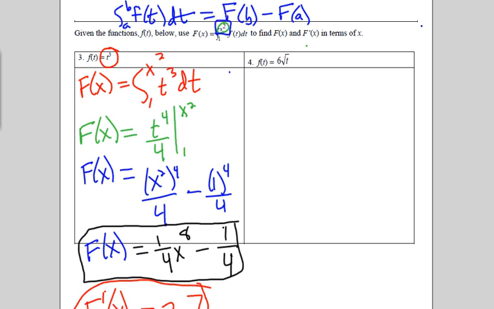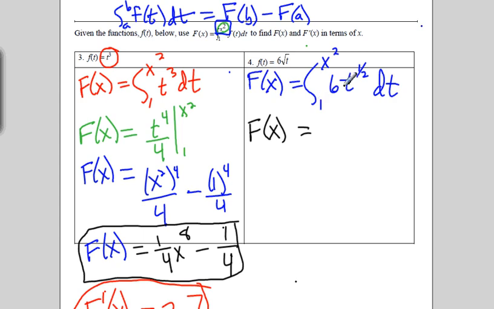All right, let's try number 4. Okay, so the first thing we're going to do is write it as the integral of 6t to the 1/2, changing the square root of t, from 1 to x squared. So to take the antiderivative, same thing we've always done: undo the power rule. So add 1 and we get 3/2, and we divide by that, which is the same as multiplying by 2/3. And we're going to evaluate this from 1 to x squared.